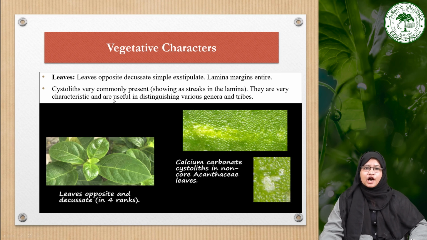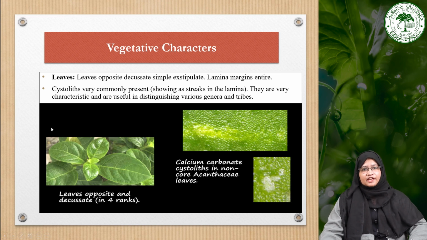Leaves are generally opposite decussate, simple and exstipulate, and the lamina shows entire margins. Next we can see here that the leaves are opposite decussate. From this image we can clearly see the arrangement of the leaves, that is the opposite decussate type, simple with entire margin.